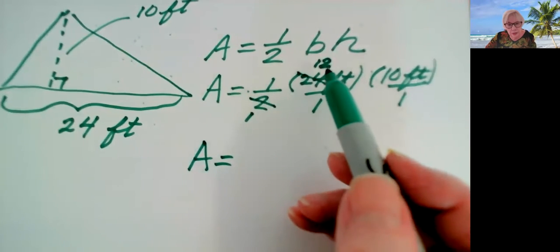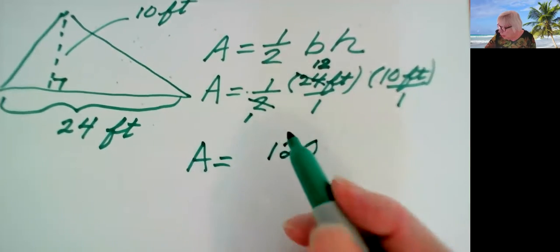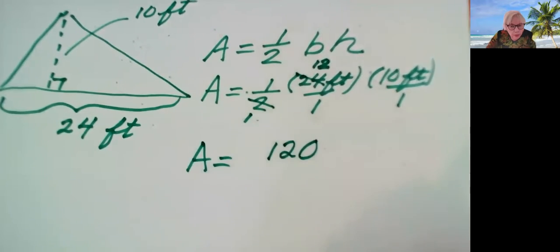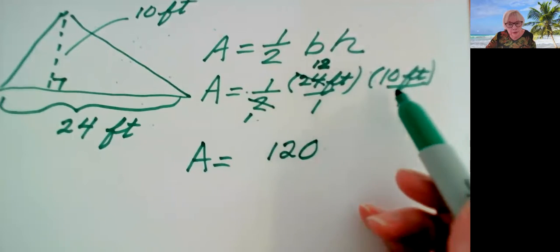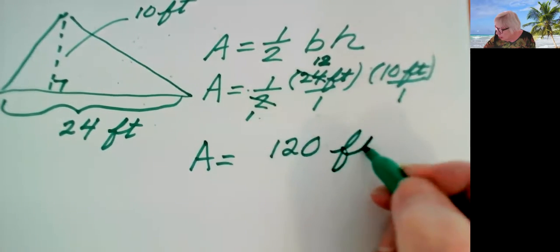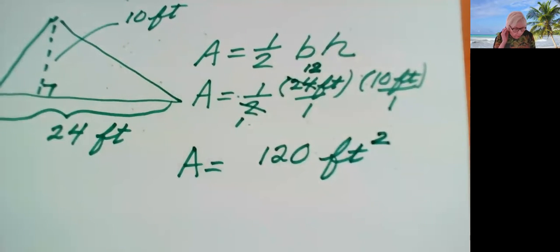Well, I made this easy to do. 12 times 10 is 120, and this is over 1, so that's 120. And then feet times feet is square feet. So that's your formula for the area of a triangle.